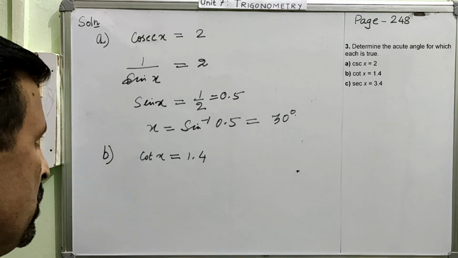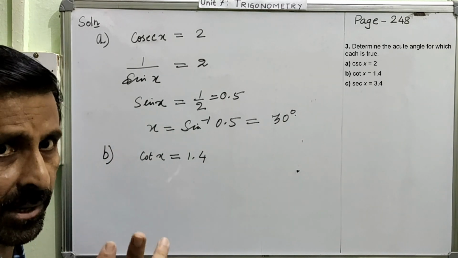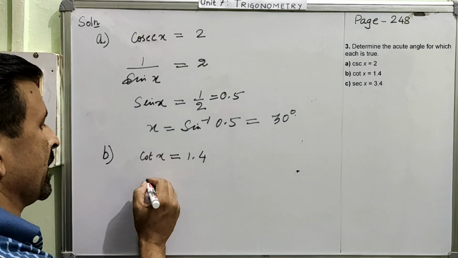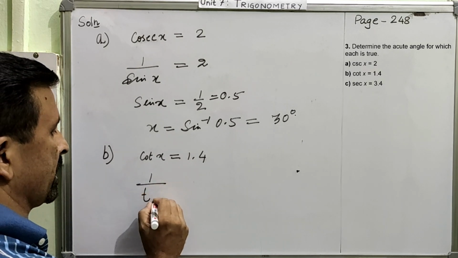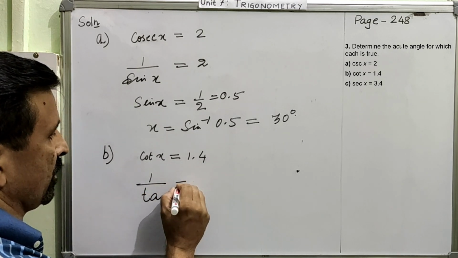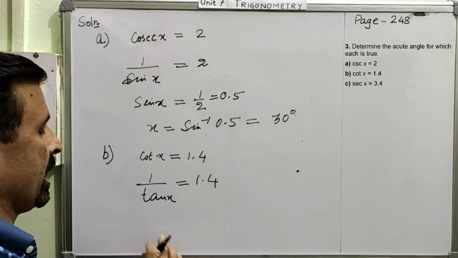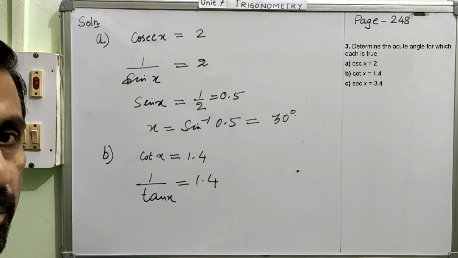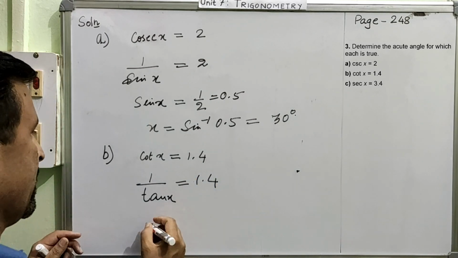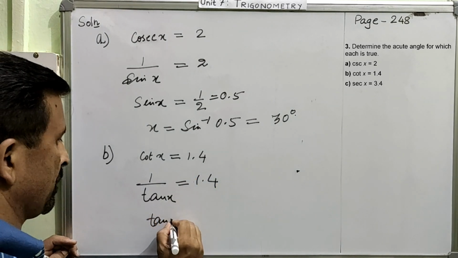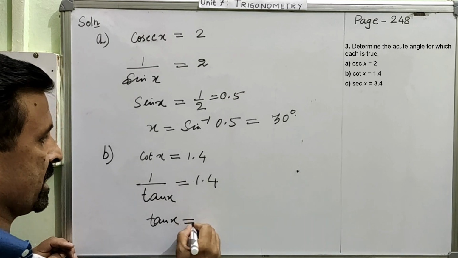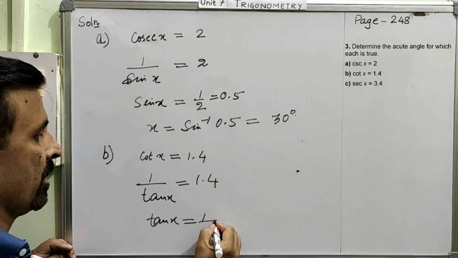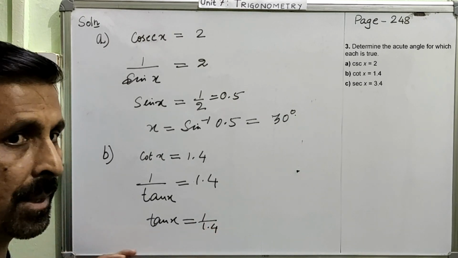Now one more question I will teach you. This cot x is again a reciprocal. This also we will change into a fundamental trigonometrical ratio. So this we can write as 1 over tan x is equal to, this is as it is, 1.4. Now once again this fundamental trigonometrical ratio has gone in the denominator. We need to bring it in the numerator. So turn both sides. So this will become tan x over 1, no need. And this is 1.4 over 1. So when you write it upside down, this will become 1 over 1.4.